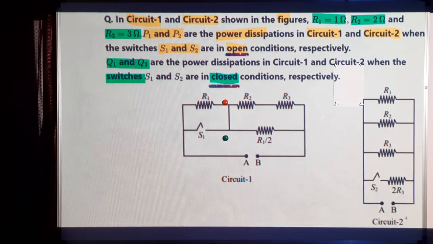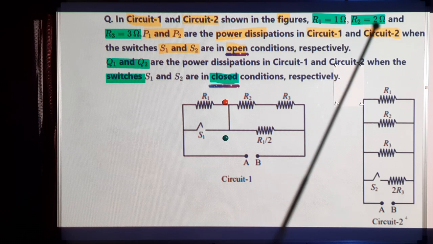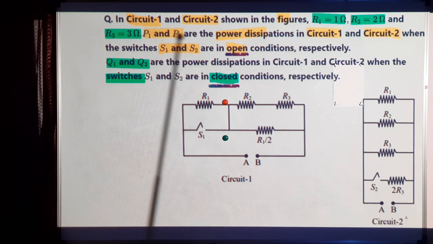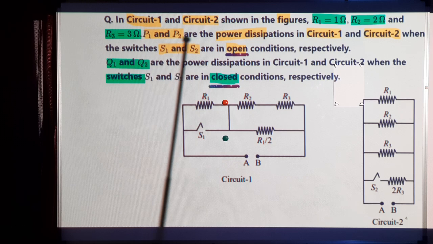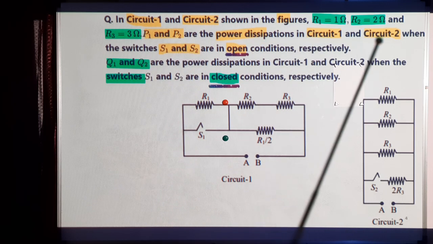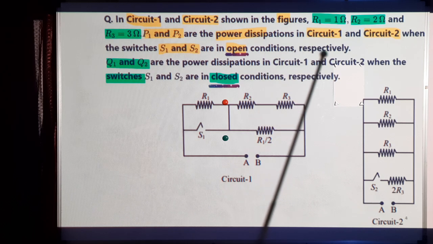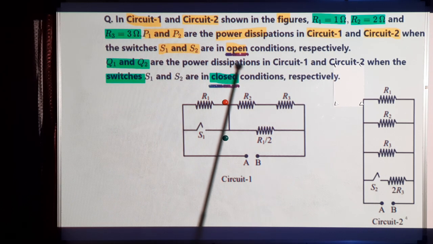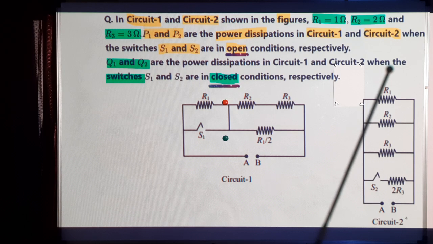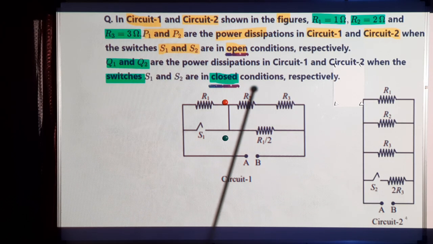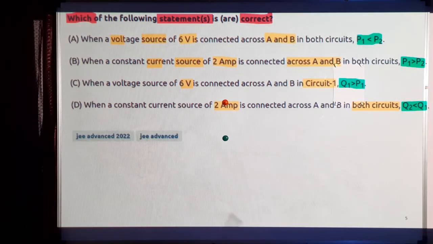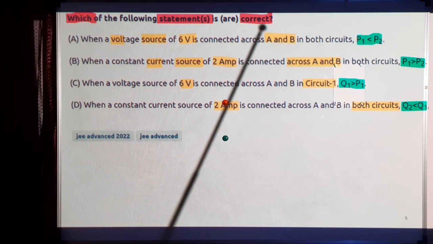This is the question. We can read it. In circuit 1 and circuit 2 shown in the figures, R1 equal to 1 ohm, R2 equal to 2 ohms, and R3 equal to 3 ohms. P1 and P2 are power dissipations in circuit 1 and 2 when the switches S1 and S2 are in open conditions, respectively. Q1 and Q2 are power dissipations in circuit 1 and 2 when the switches S1 and S2 are in closed conditions, respectively. Which of the following statements are correct?